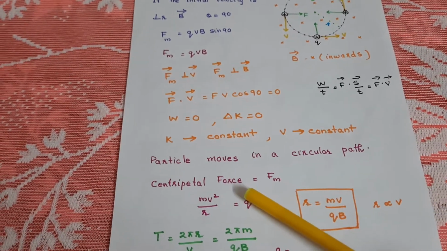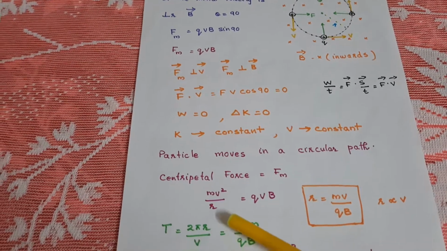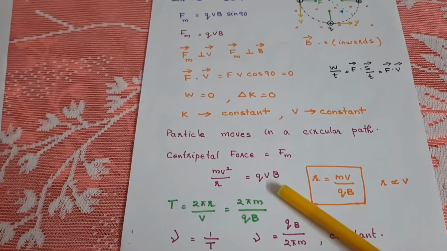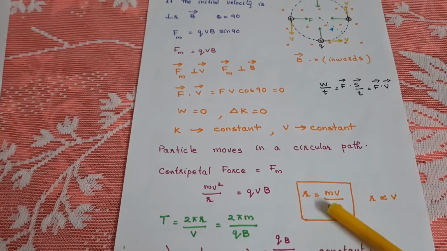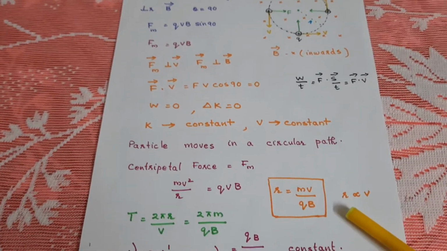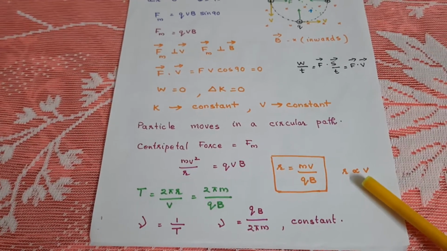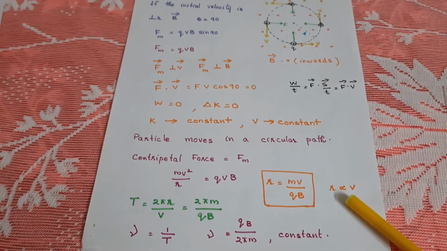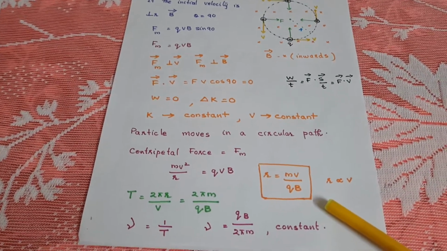The centripetal force is the magnetic force, that is mv squared by r is equal to qvB. So the radius of the circular path is given by mv by qB, or radius is directly proportional to the velocity. As the velocity increases, the particle follows a circular path of larger radius.